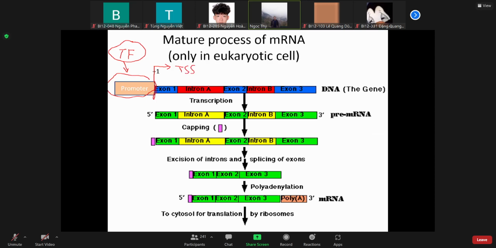But different from the prokaryotic cell, the eukaryotic cell has regions called introns. When the premature mRNA is synthesized, it includes all the regions, but it has to go through a process called splicing, to remove all the intron regions, and add the 5' cap and the poly-A tail here.